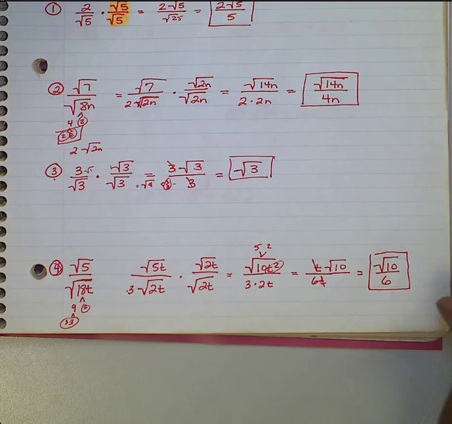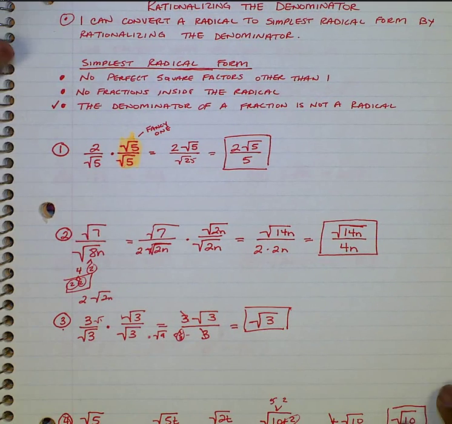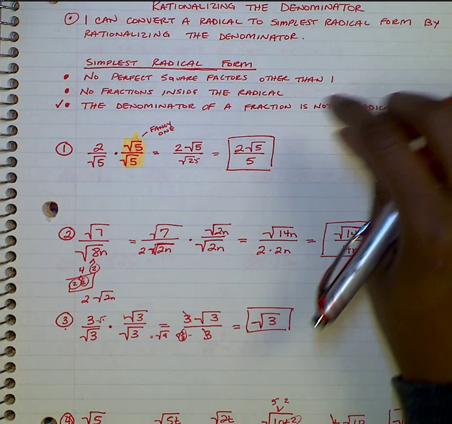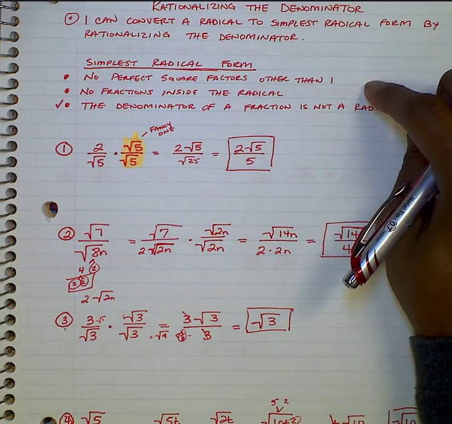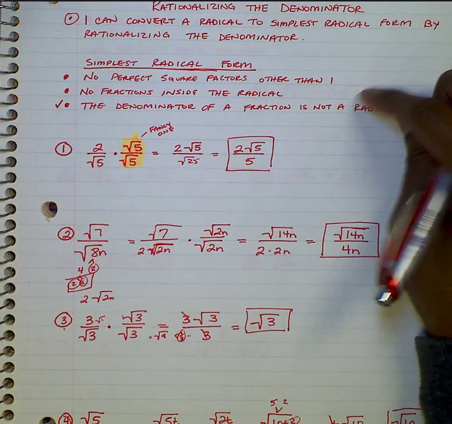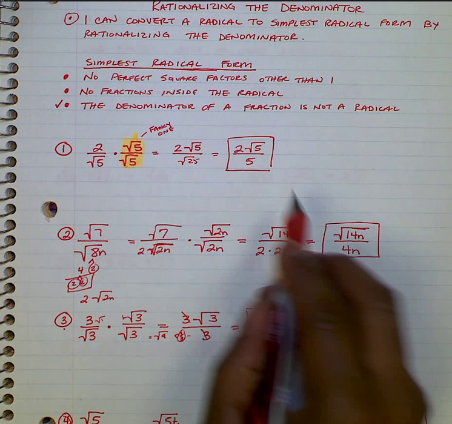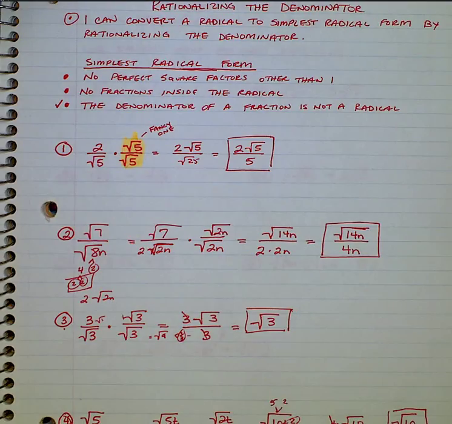Okay. All right. So that's the lesson, rationalizing the denominator. Making sure that you keep it in simplest radical form. You should have what all that means. No perfect square factors other than the one underneath the radical. No fractions inside the radical. And then the denominator of a fraction is not a radical. Today we talked about how to make sure if we got a radical on the bottom, how we can get rid of it using fancy one.